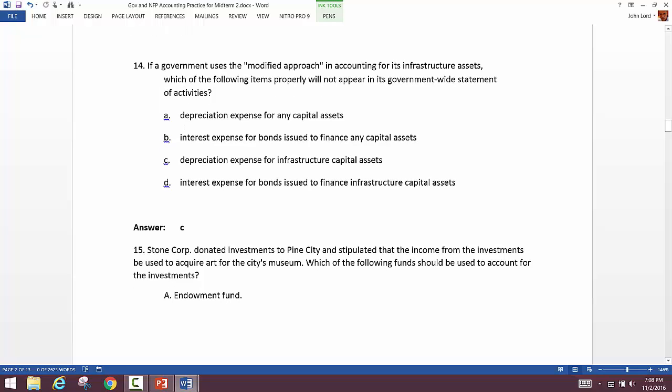If a government uses the modified approach, not modified accrual accounting, modified approach, for its infrastructure assets, which of the following items properly will not appear in the government-wide statements? Depreciation expense. If you choose the modified approach for your infrastructure assets, you don't have to take the depreciation, right? Modified approach.